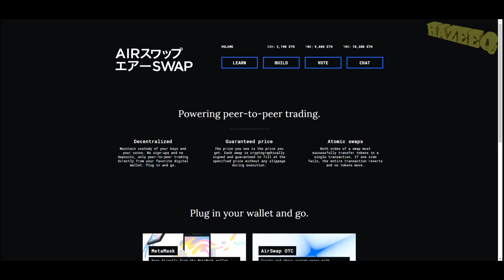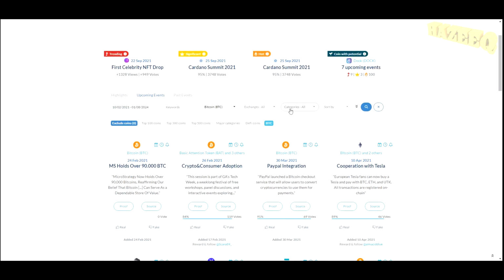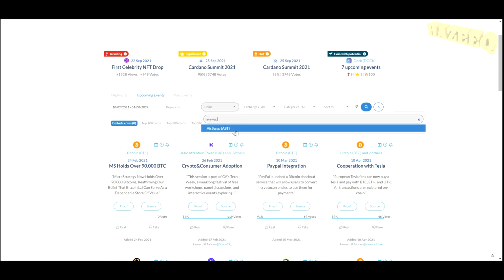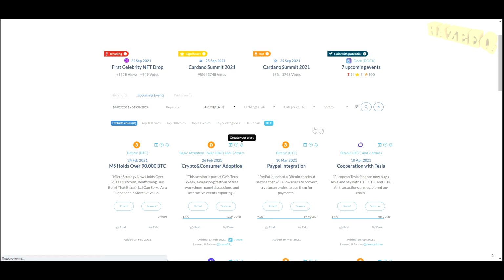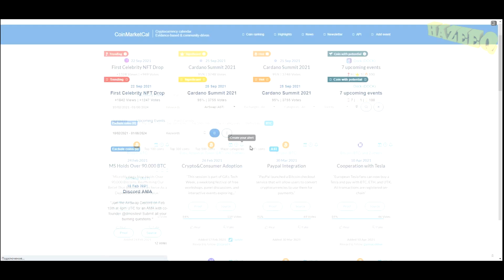So for example, AirSwap. Okay, let's go to CoinMarketCal and check if it has any upcoming events. And if a project has upcoming events, that still doesn't guarantee that the project is legit, okay? Because projects can have fake events.